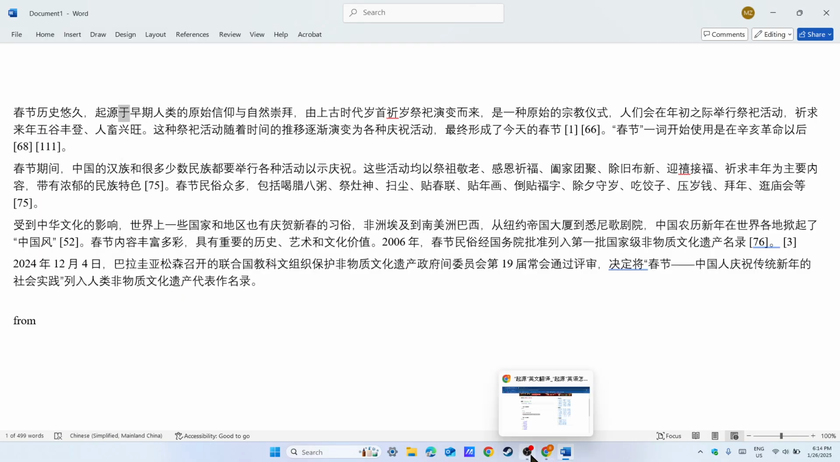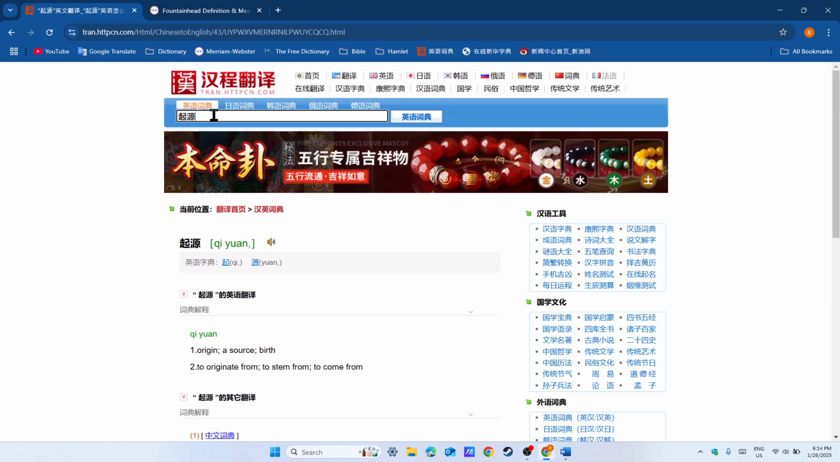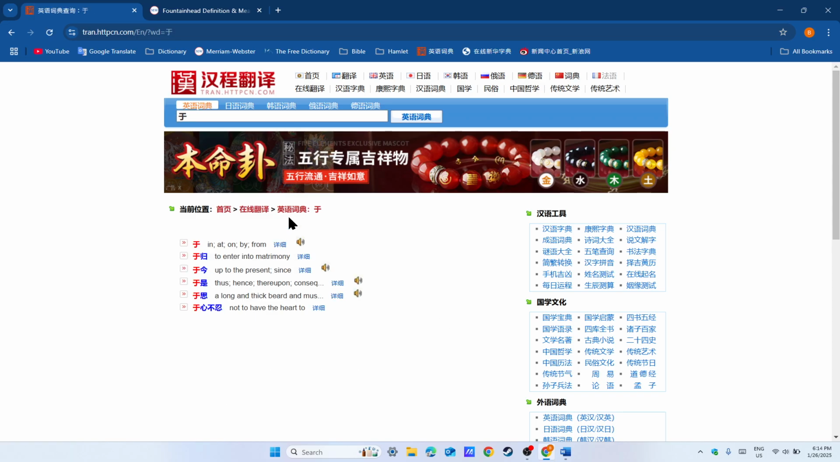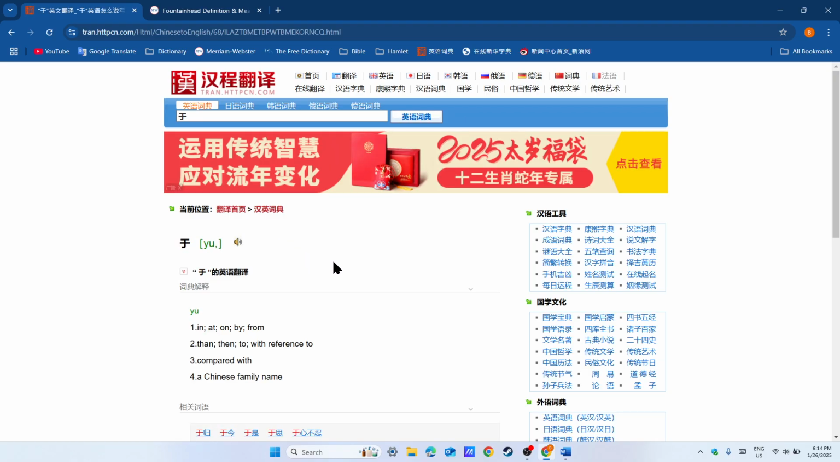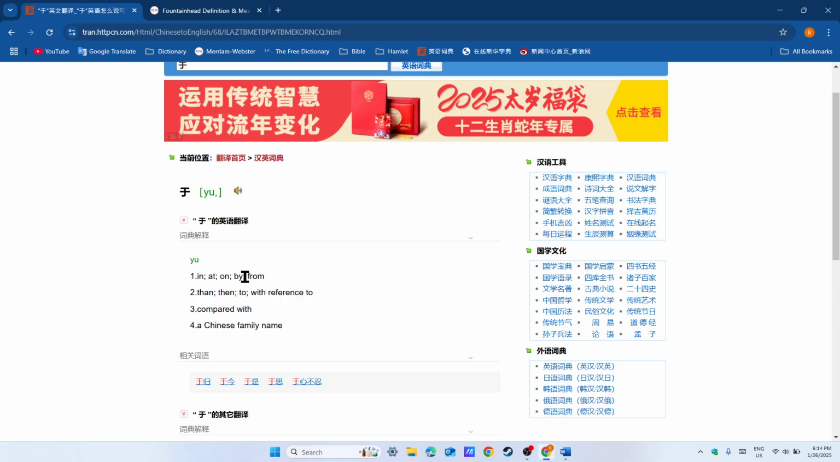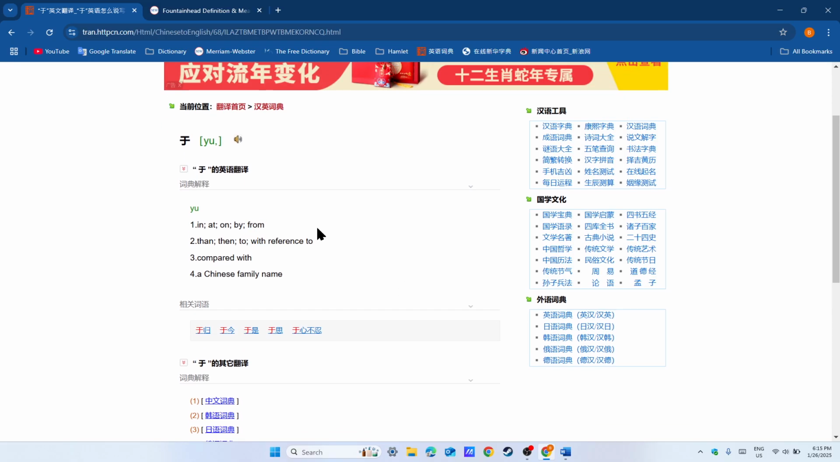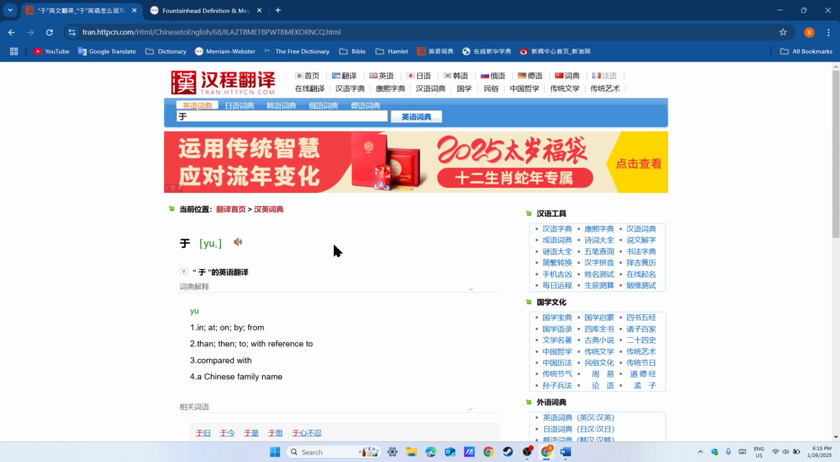Let's check the dictionary. Yu: in, at, on, by, from. Here it's from. You can see it's all prepositions, like in, at, on, by, from. Then with reference to, compared with, and a Chinese feminine name. So you can have a rough idea about this word yu. It's a preposition.